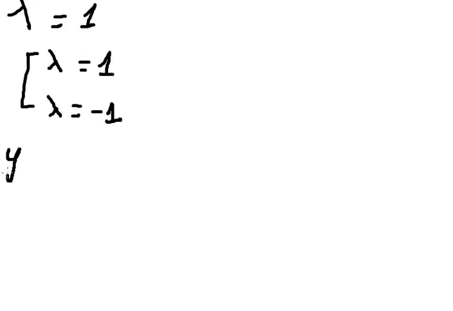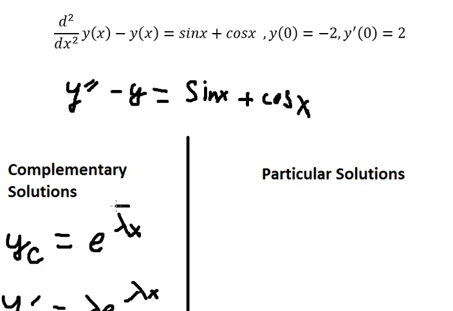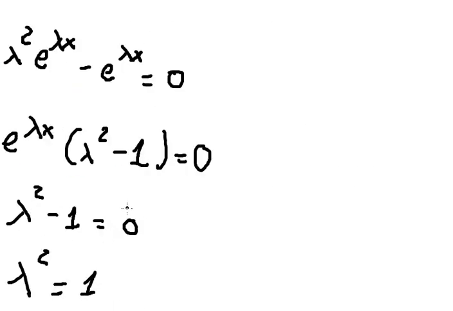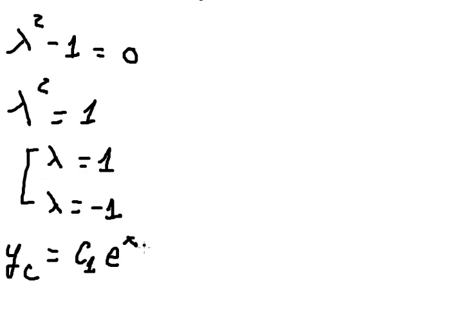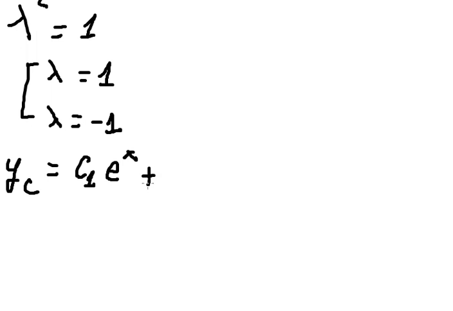So we have yc equals c1, that is the constant 1, e to the power of x. So this is about lambda. We need to change lambda into 1. That's why we got 1x. And we have c2 e to the power of negative x, negative 1, that's it from here. And we just finished the complementary solution.